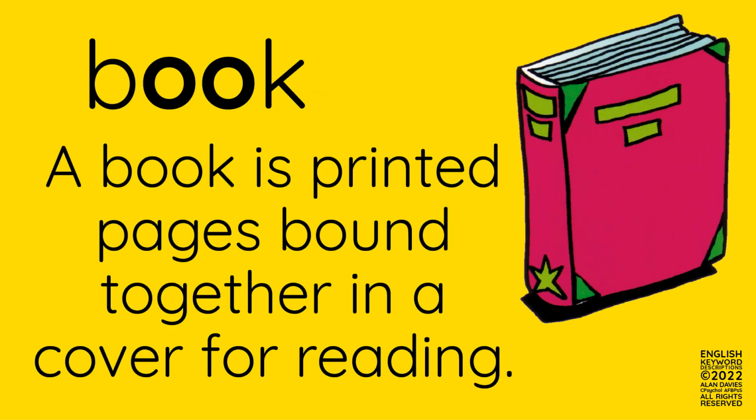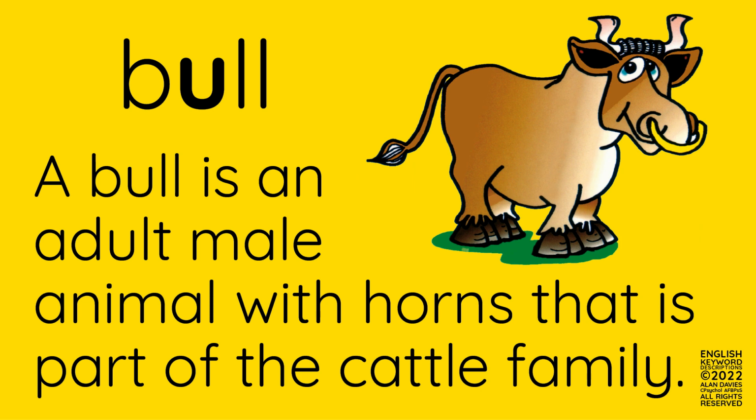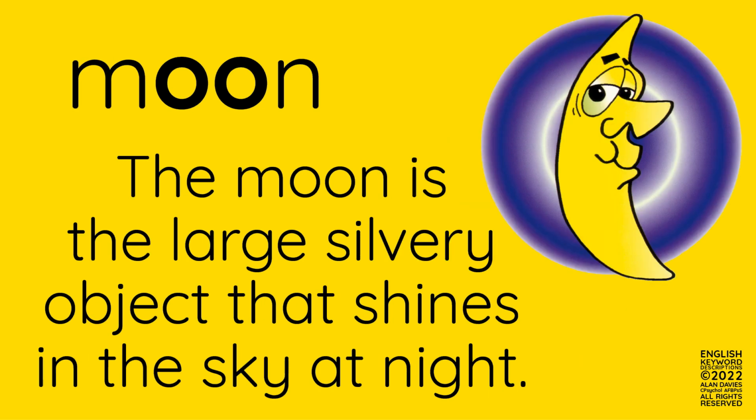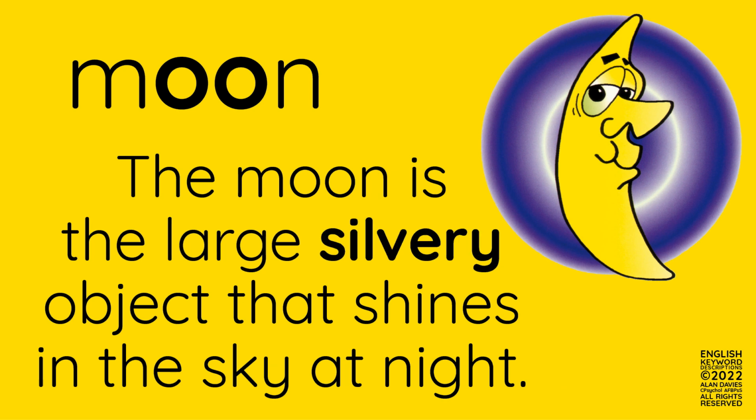Book. A book is printed pages bound together in a cover for reading. Bull. A bull is an adult male animal with horns that is part of the cattle family. Moon. The moon is the large silvery object that shines in the sky at night.